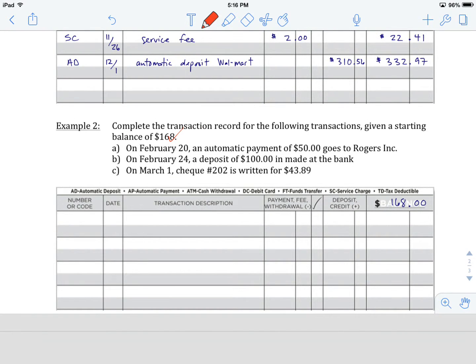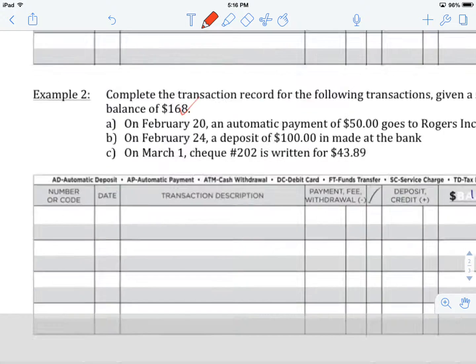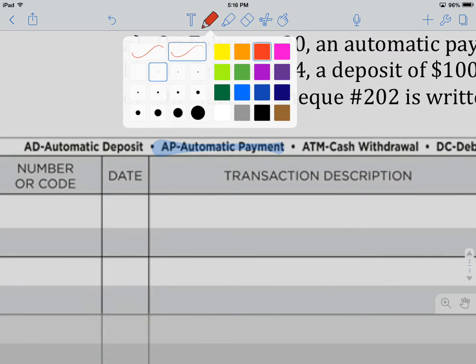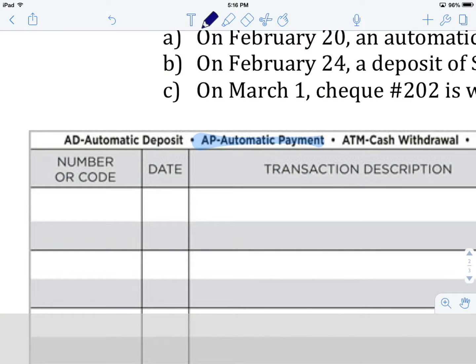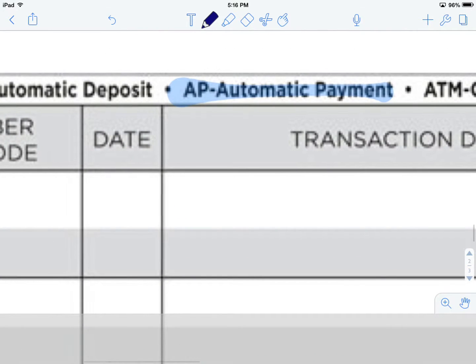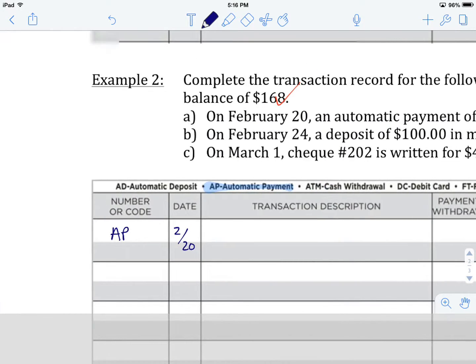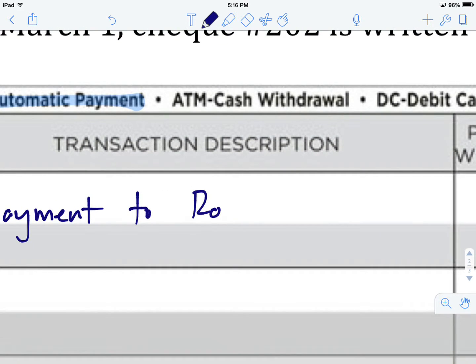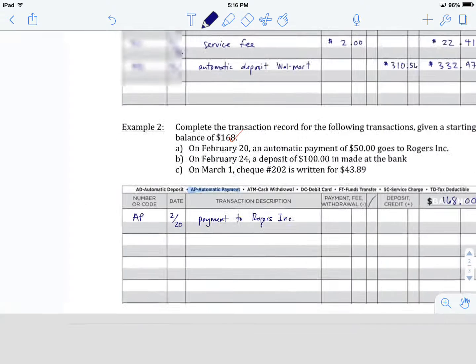So let's first get the code. That's an automatic payment, and we have that right up top there. So we have automatic payment, so let's get that in, an AP on the 20th of February. So February is the second month. And that's the 20th day, and this is going to be payment to Rogers Inc. And that might be for your phone bill or your cell phone bill or your internet bill, something like that.